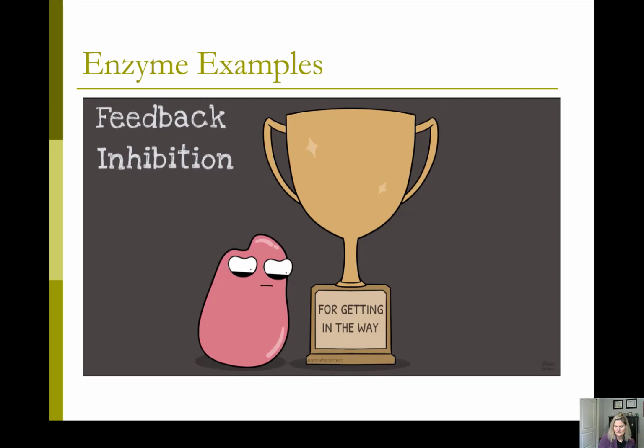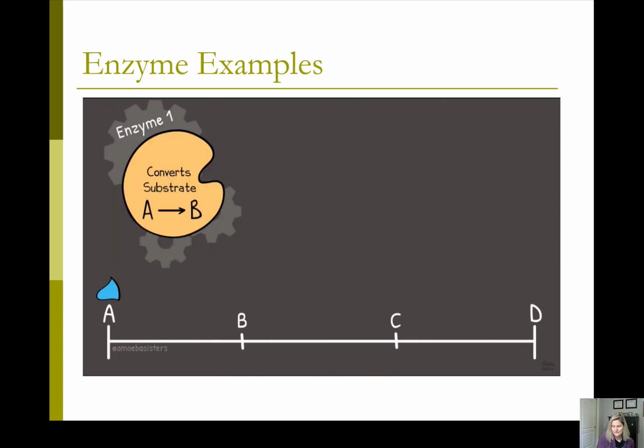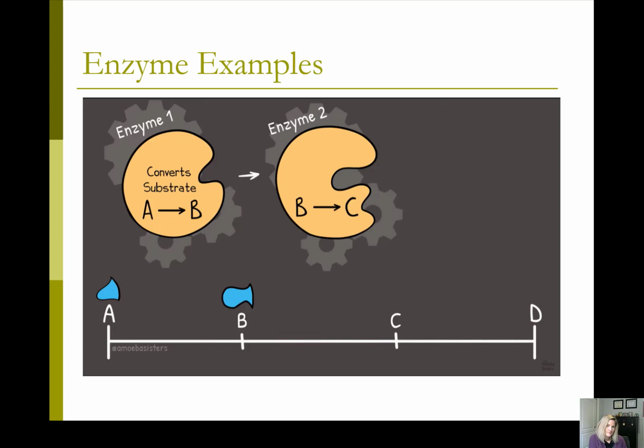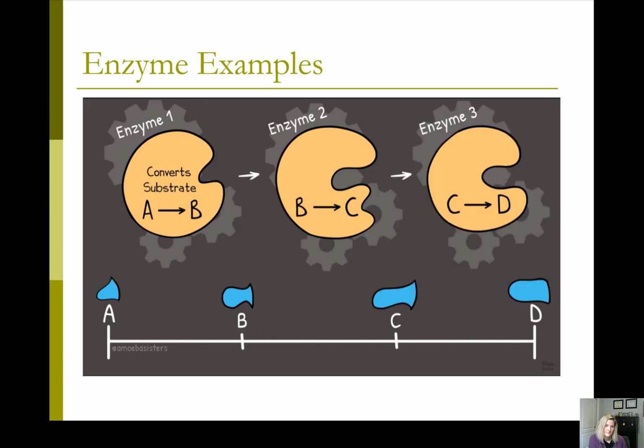It's called feedback inhibition. This is a hypothetical example here, but let's say that enzyme 1 converts substrate A to intermediate B. Then enzyme 2 converts B to C. Then enzyme 3 converts C to a final product D. These enzymes are all working in a pathway here. But what if you have enough product D now?